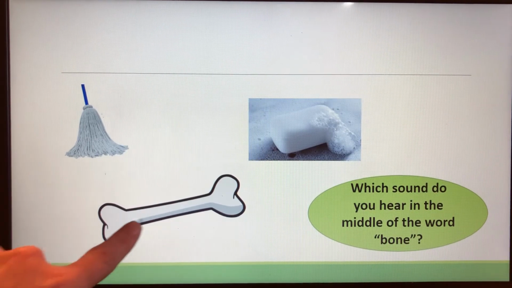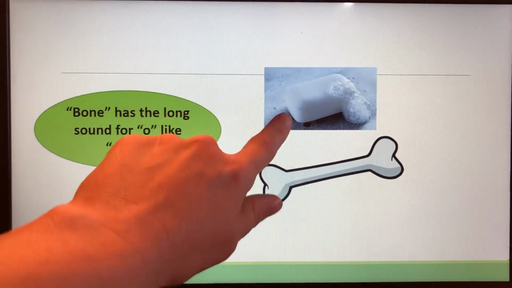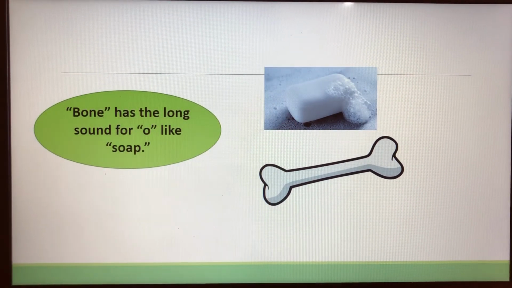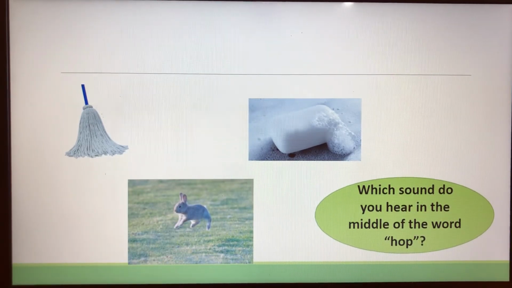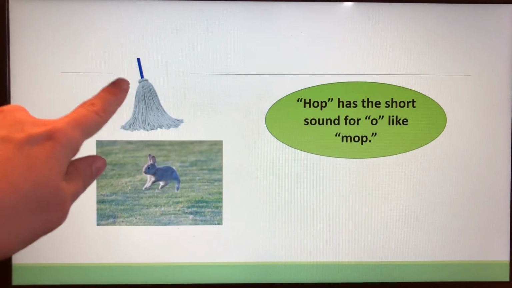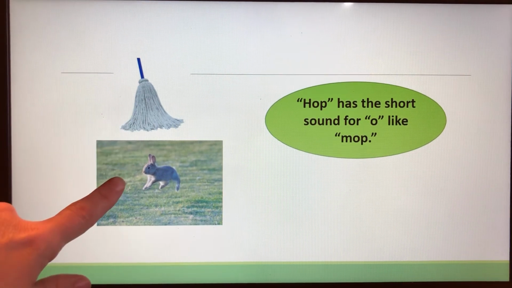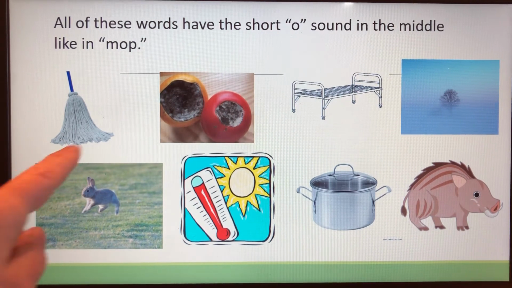How about bone? What do you hear? You're right. Bone and soap have the O sound, the long O sound. How about hop? Hop. Do you hear ah or O? You hear ah, like mop. You hear that in the word hop. All of these words have the short O sound in the middle, like mop. They all have the ah sound. Listen for the ah sound in these words.